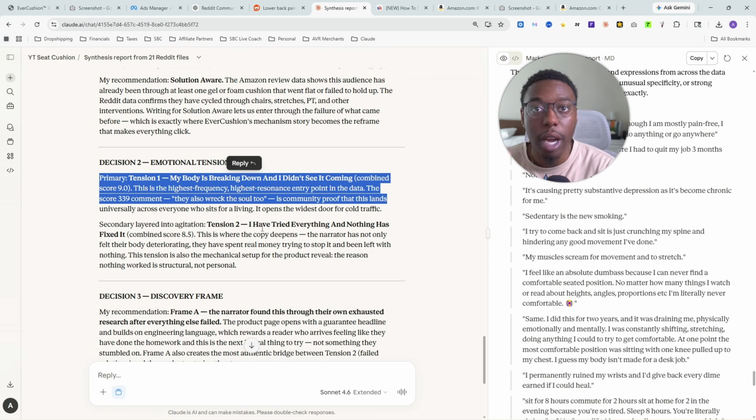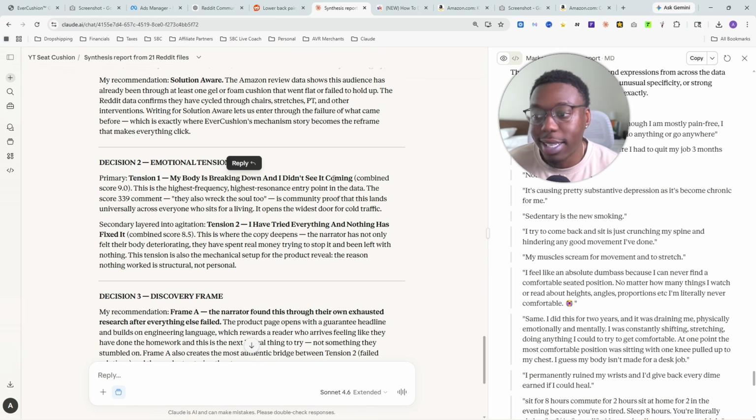At the end of the day, we're complex human beings. We go through different emotions all the time. I promise I'm a human and not a robot. A lot of us can share overlapping issues. So we're going to lead with tension point 1, which is my body's breaking down and I didn't see it coming.